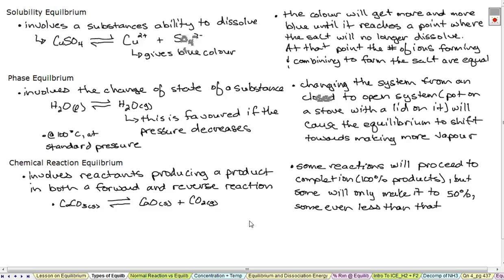Some reactions will proceed to completion, say 100% of the products. Good examples are usually oxidation reactions where you're burning, combusting a fuel. But some reactions will only make it, say, to around 50%, and some reactions will go to even less than that. So, at this point, we're going to go on to video number 2, where we take a look at some models that show different types of reactions and model what actually happens at the molecular level for different types of equilibrium reactions.